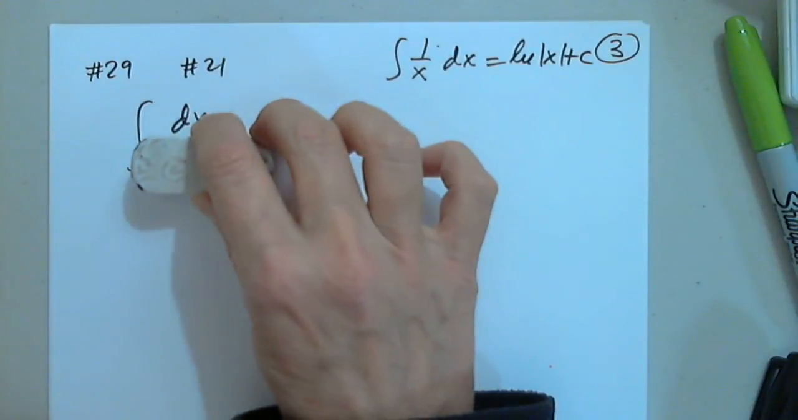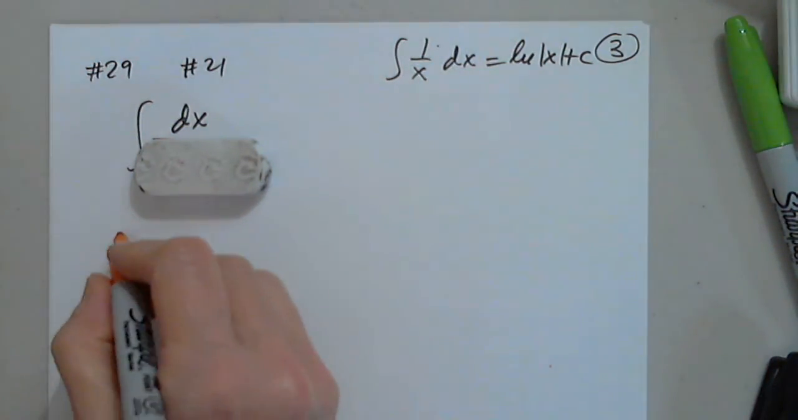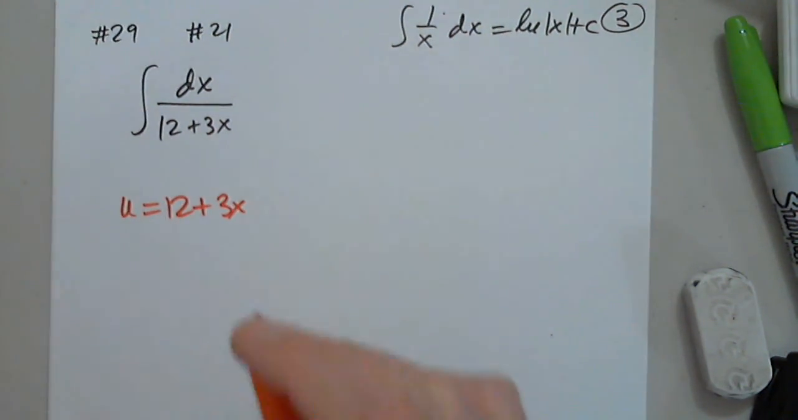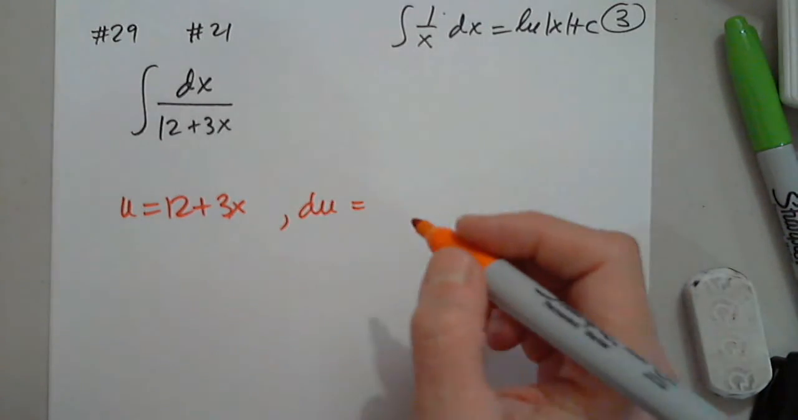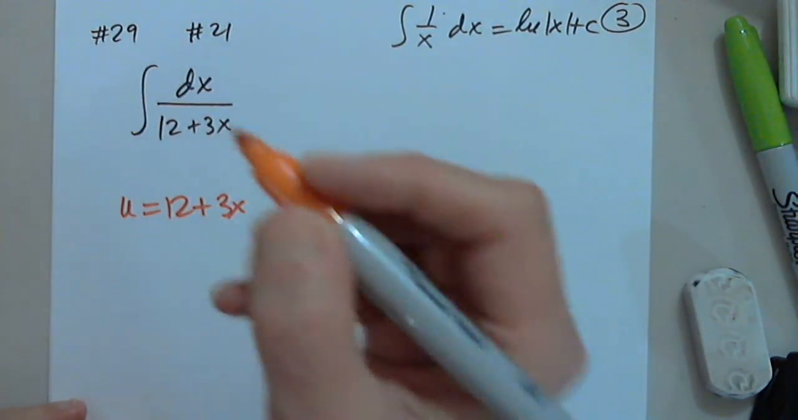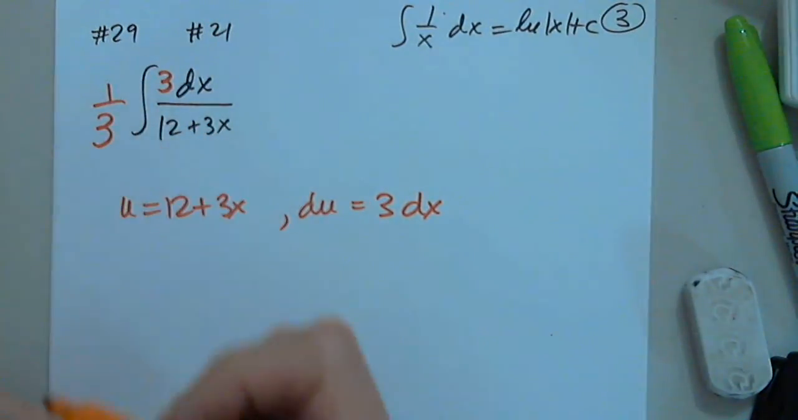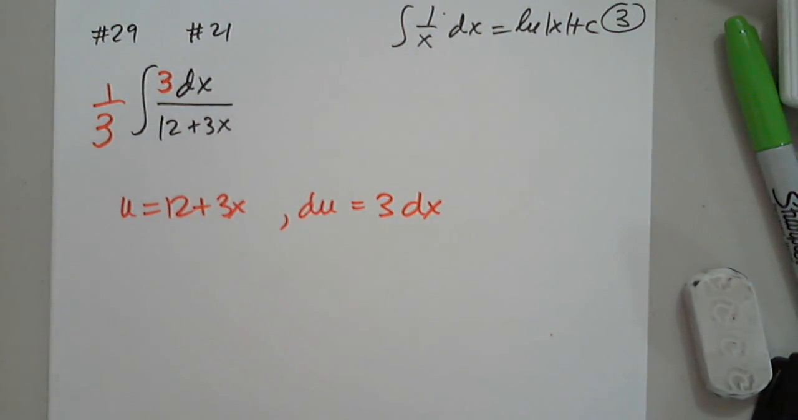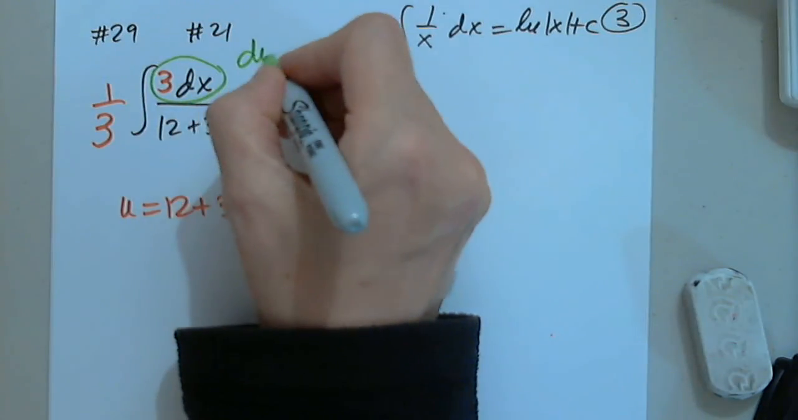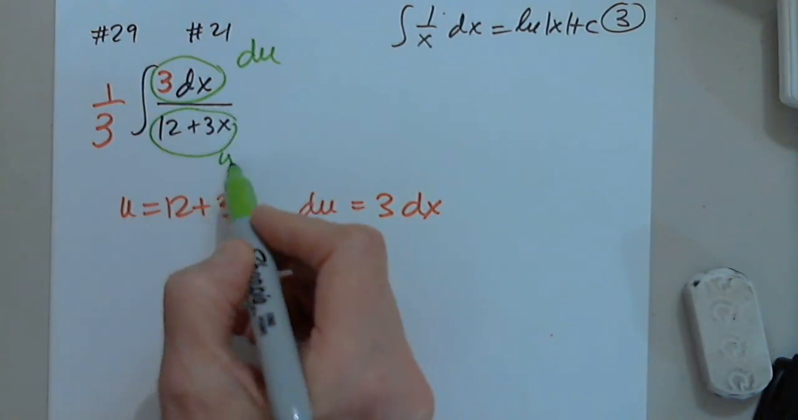But can I make this disappear? Let's give it a shot. So let u be 12 plus 3x. Can anyone give us du? Three dx. Thank you very much. So I need a 3. 3 over 3 is 1. But what does this mean? 3 dx becomes du, and this one is u. Exactly what I wanted.